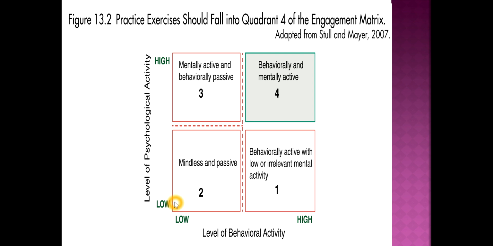All right. As we have here, practice exercises should fall into quadrant 4 for the engagement metrics, right? Behaviorally and mentally active. Behaviorally, the behavior of the students, the attention and instructions and the knowledge and everything, and mentally, it has to foster and promote the mentality working inside the student's brain, right? So it has to be high with high. That is actually the importance of having the practice.